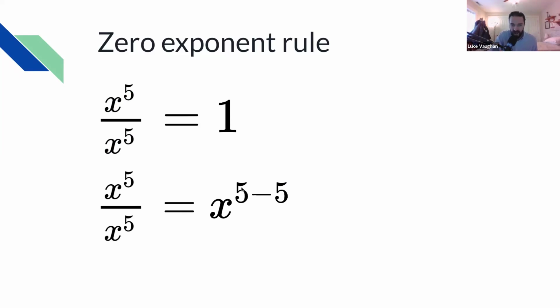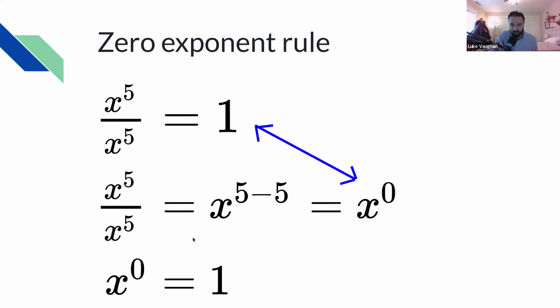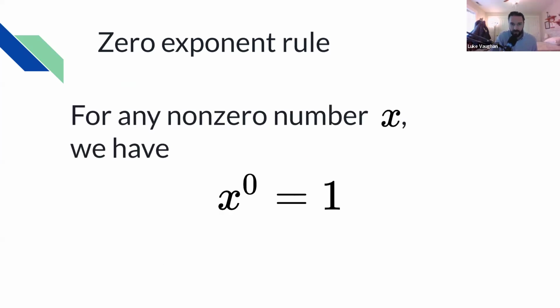So this equals x to the 5 minus 5, which equals x to the 0. So I have this thing here, x to the fifth over x to the fifth equals 1, but x to the fifth over x to the fifth also equals x to the 0. So if a equals b and a equals c, we can set b equal to c. So x to the 0 equals 1. For any non-zero number x, we have x to the 0 equals 1.